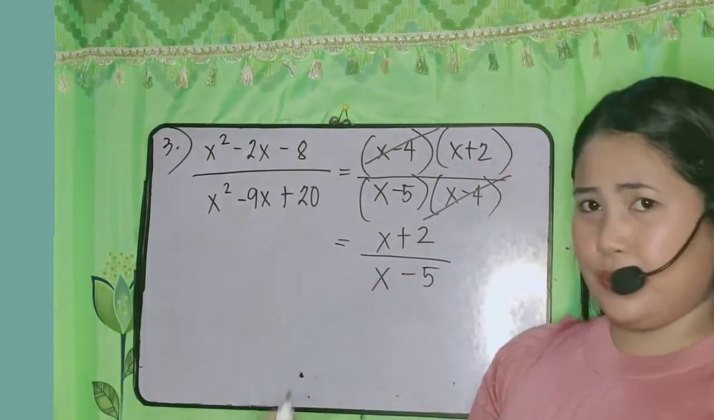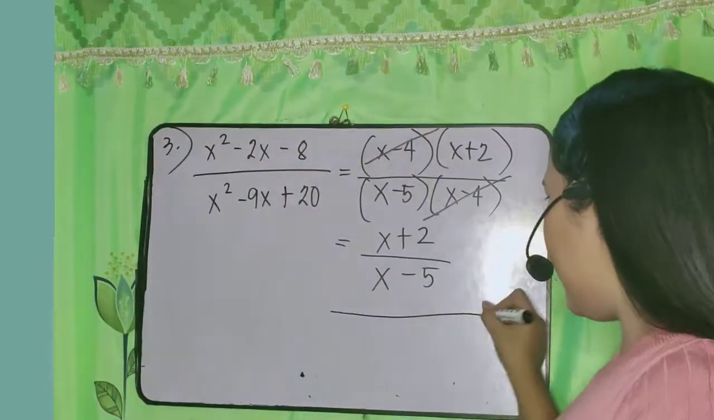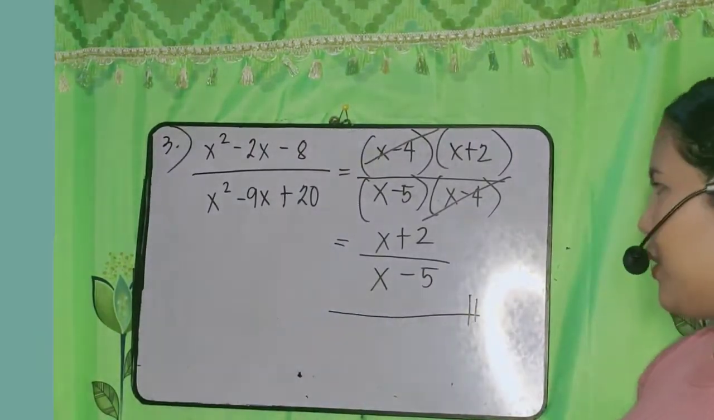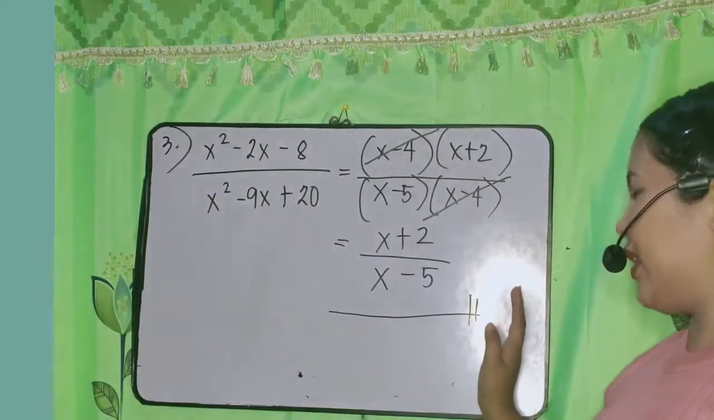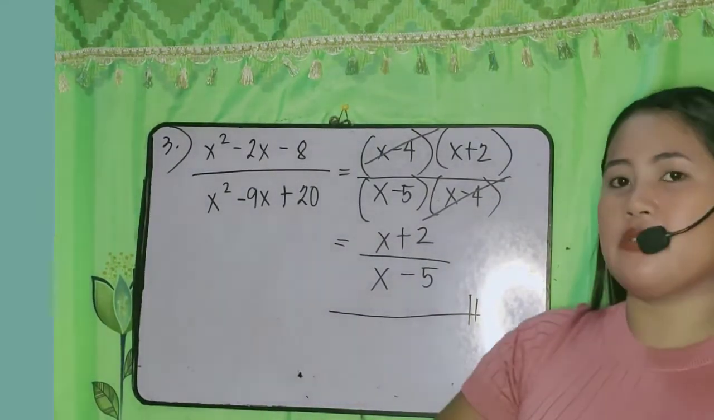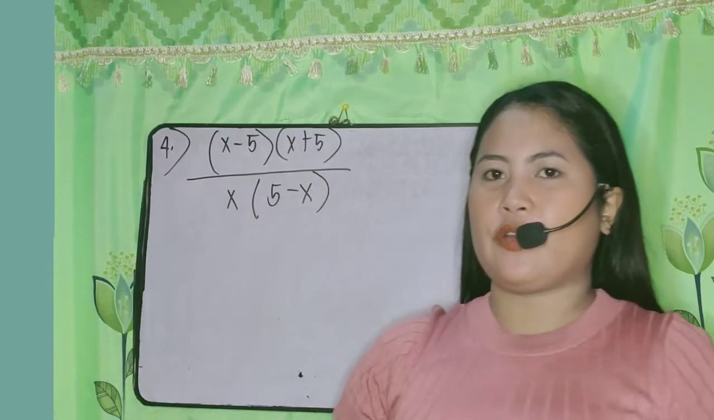So, no need to simplify. Ito na po yung final answer natin. Kasi wala na siyang, wala na siyang pwedeng i-simplify. So, ito na po yung final answer natin. X plus 2 over x minus 5. Okay, so let's proceed to our next example.